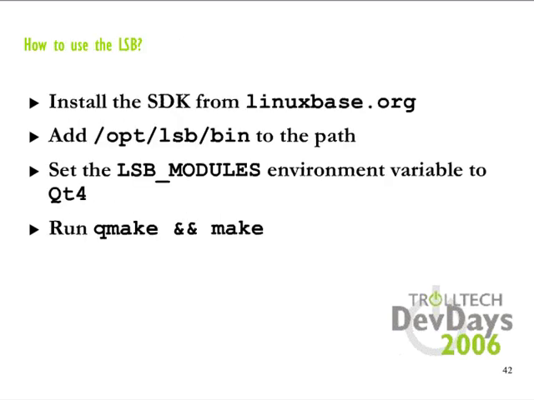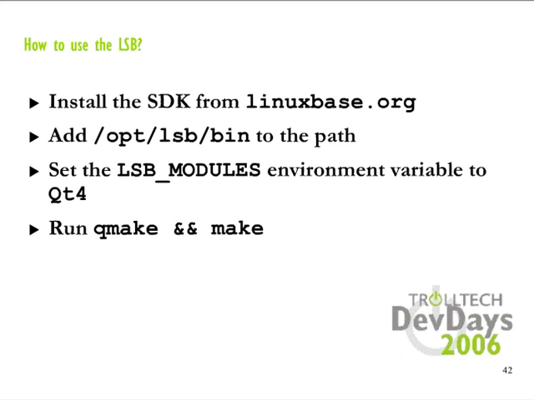How do we use the LSB? We install the SDK from linuxbase.org. Okay, so you install the SDK from linuxbase.org. You add /opt/lsb/bin to your path. If you have a Qt 4 application, you set LSB_MODULES to qt4. And that's it. You run qmake and make.